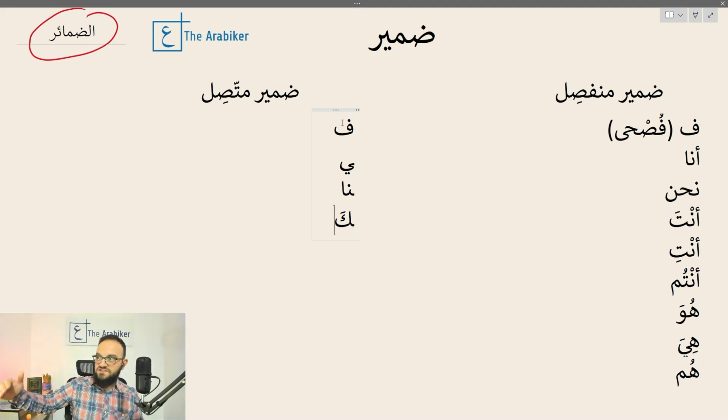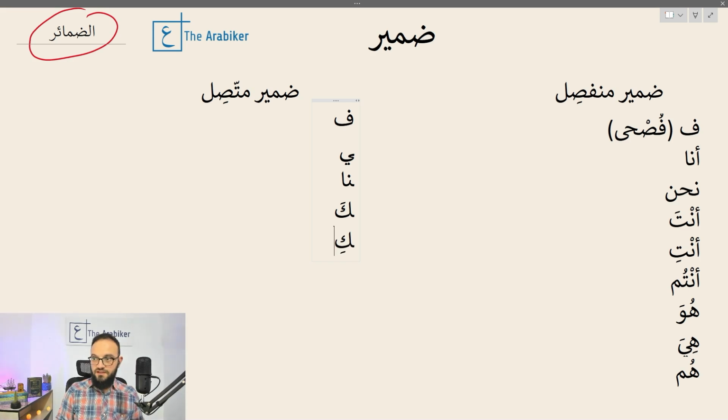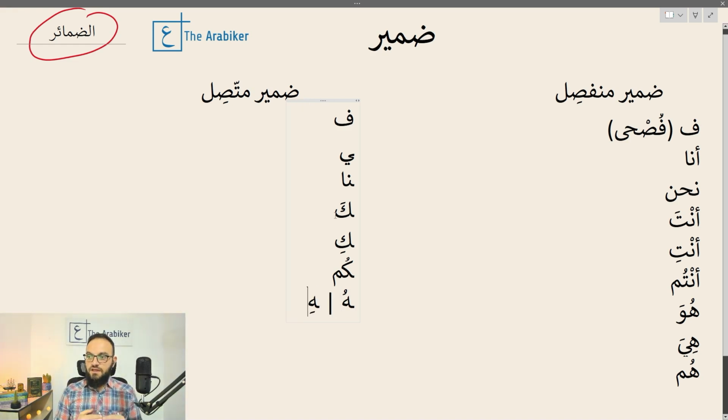Of course, I'm going in the same order here. This is first person singular, first person plural, second person masculine singular, and next second person feminine singular, ki, second person plural, group of people, kum, third person singular masculine, hu or hi. It depends on some phonetics there, but for now don't worry about it. Ha, third person feminine singular.